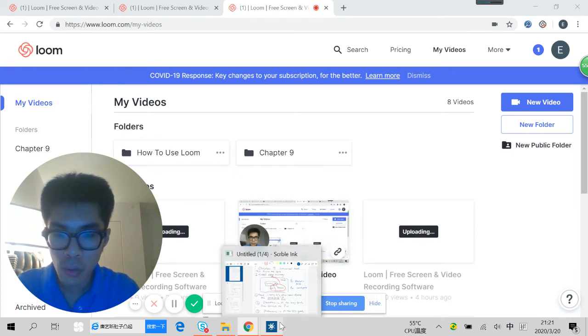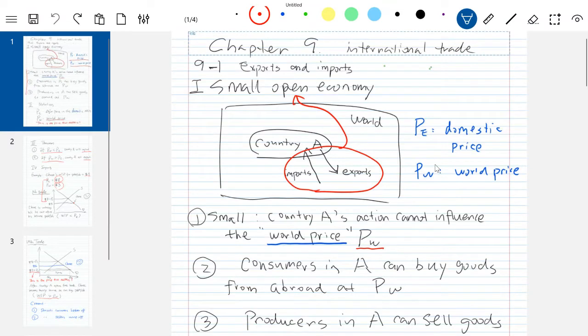Alright, so in this video, I'm going to start talking about Chapter 9, which is another application of welfare economics in the context of international trade. For this video, I'm going to be focusing on explaining the notion of exports and imports using a supply and demand diagram. I'm going to begin with defining what a small open economy is.